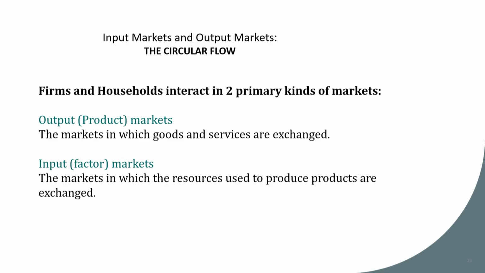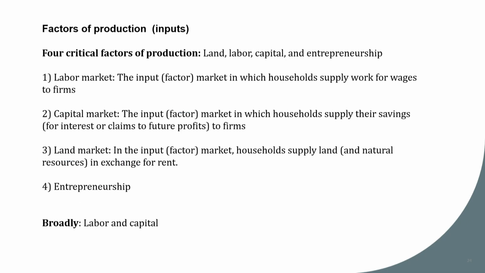Their interaction can be understood using a circular flow. The circular flow works in a way that firms and households interact in two primary kinds of markets. One is the output market and the other is called the input market or factor market. Before going further, let me clearly point out what the factors of production are, the inputs. Mainly there are four critical factors of production: land, labor, capital and entrepreneurship.